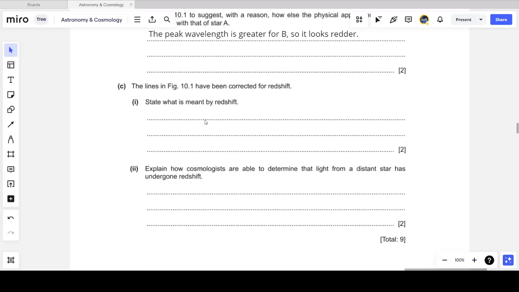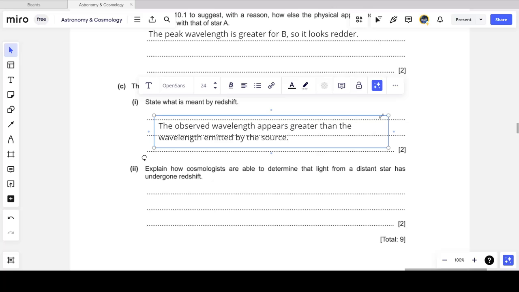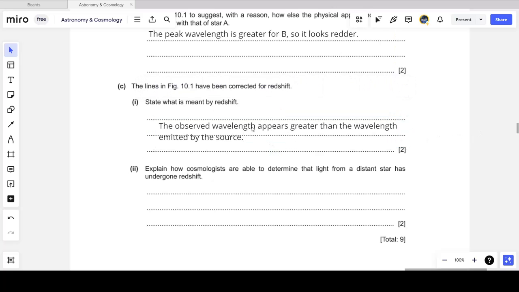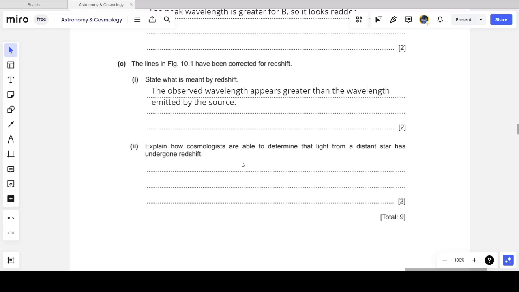Question C says the lines in figure 10.1 have been corrected for redshift, and they ask us to state what is meant by redshift. We've done this enough times already. You know what this is. Redshift is when the observed wavelength of an object appears more red than the wavelength emitted by the source. The source gives out blue light, but by the time it gets to us, it's stretched out so much that it appears more yellow or green rather than blue. So it's been red shifted. The observed wavelength appears greater than the wavelength emitted by the source.